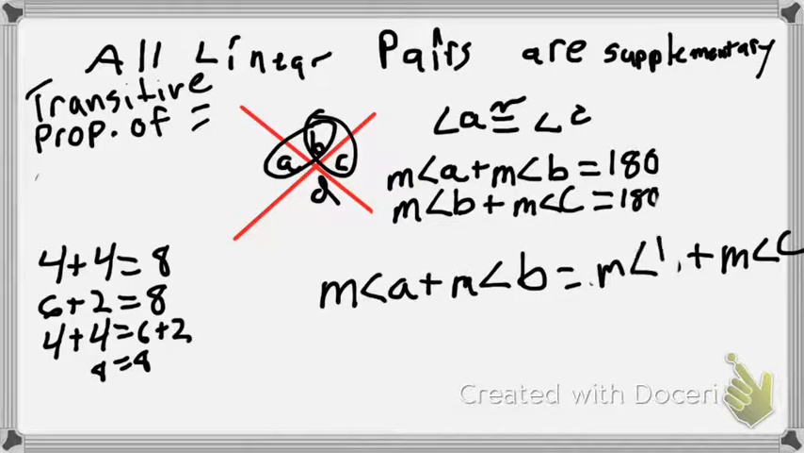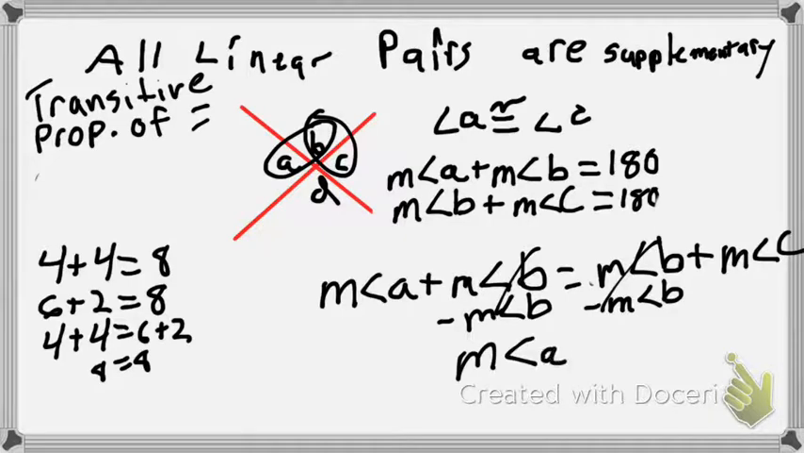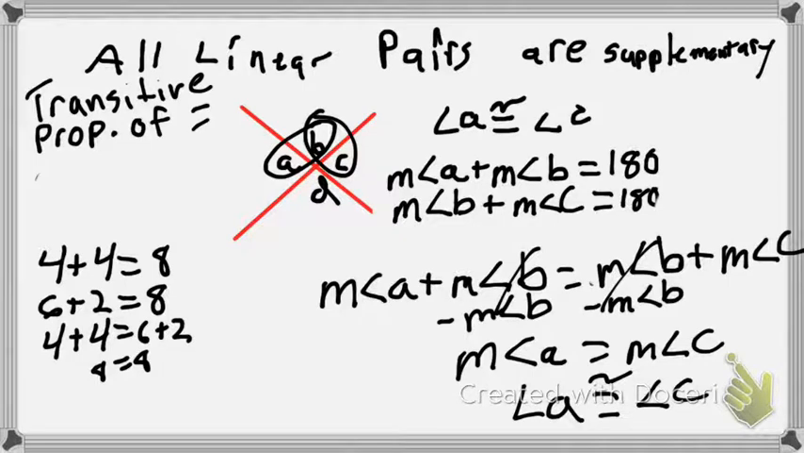So now what we're going to do, in a little bit of mathematical magic, we're going to subtract the measure of angle B from both sides. Now this is using what's called the subtraction property of equality. If we subtract the same thing from both sides, then we can keep the equal sign. So notice what happens. Because we have those B's on both sides, they cancel out. So now we're just left with the measure of angle A equals the measure of angle C, which subsequently means that angle A is congruent to angle C. So that's how we know.